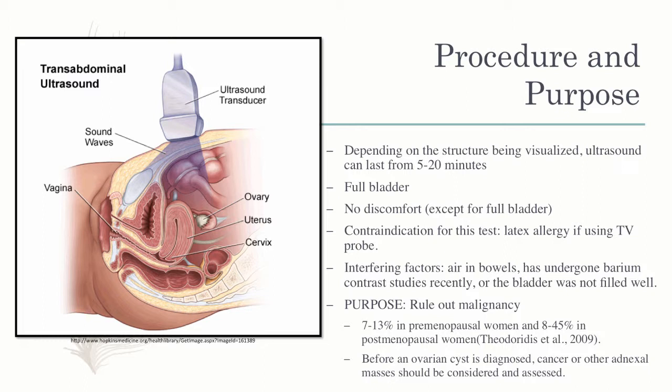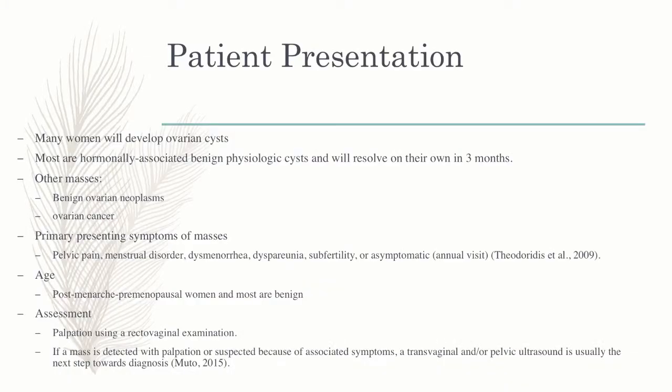Interfering factors can be air in the bowels, because air does not transmit sound very well. If the woman has undergone barium contrast studies recently, because barium distorts reflective sound waves, or if the bladder was not filled very well, because then you run the risk of not being able to see the structures and interpret the image correctly. What's our patient presentation?